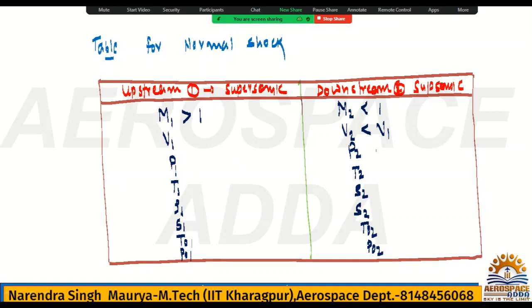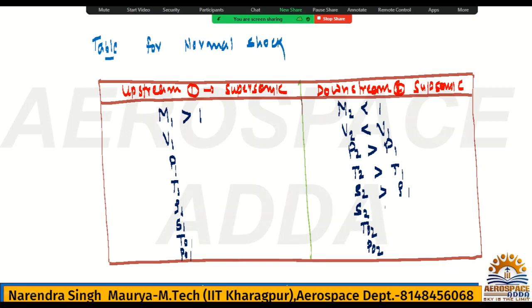P1, P2. So P2 is the pressure, which is the static pressure. After the normal shock, pressure will be increasing, so P2 will be greater than P1. Similarly, static temperature will also be increasing. Rho 2 will also be greater than rho 1, because pressure is increasing drastically, and so is the temperature, so density will increase.